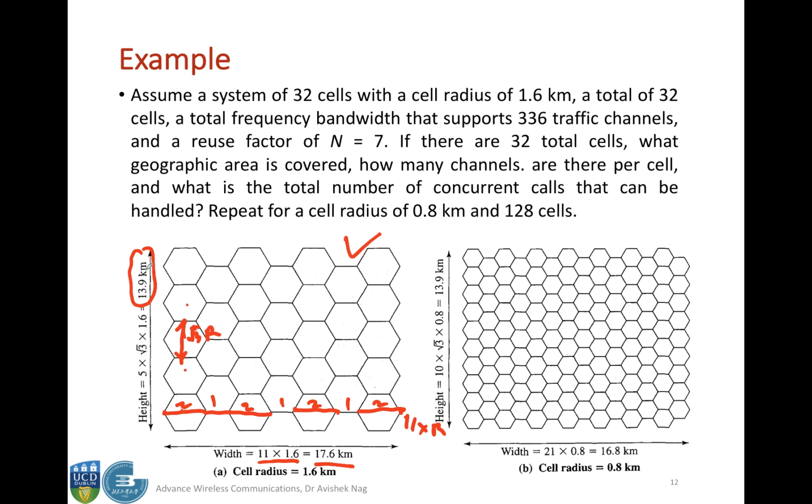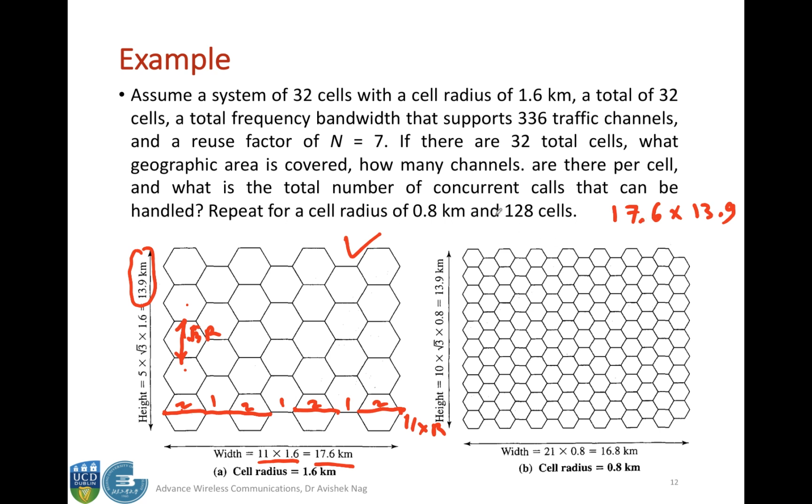So in that case you will see that the total area is basically 17.6 into 13.9, this many square kilometer. So you can calculate the area in this way.